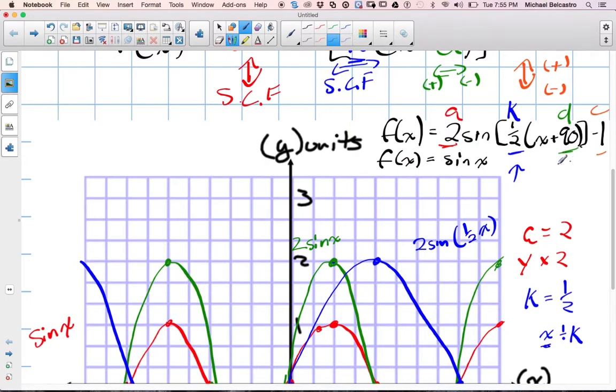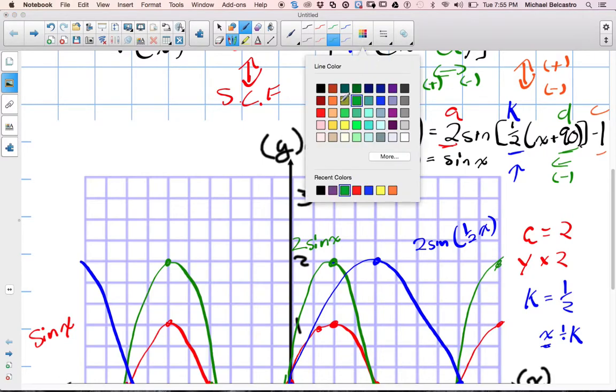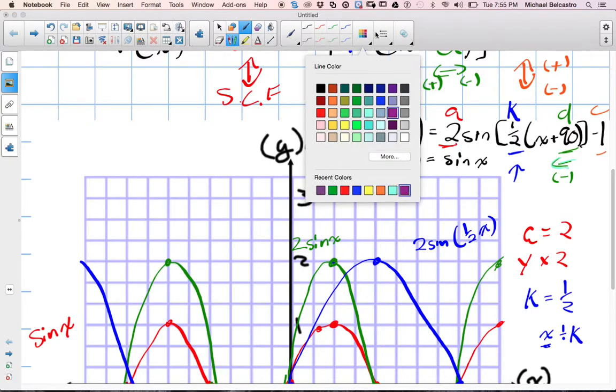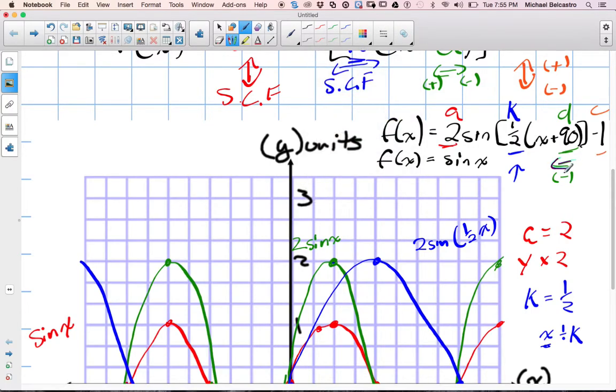Positive 90 actually means we're going to go in a negative direction. And we're going to shift the blue one 90 degrees to the left. I should have used different colors. I got my color scheme mixed up here. We've done red, blue, green. Let's use turquoise for horizontal. Okay, that's not going to show. Purple. There we go. That'll show. So we're going to the left 90 degrees.